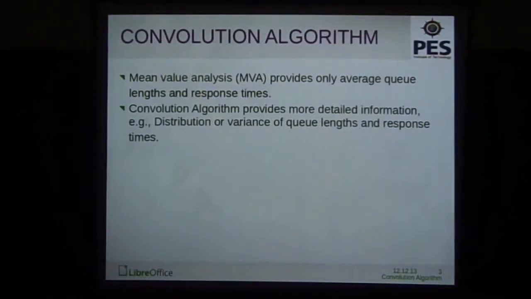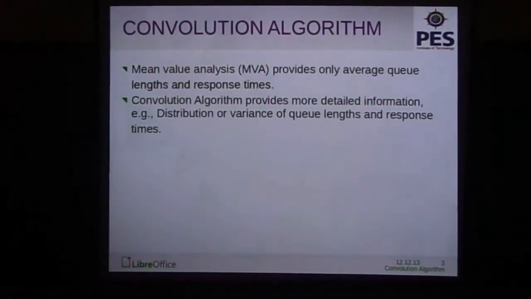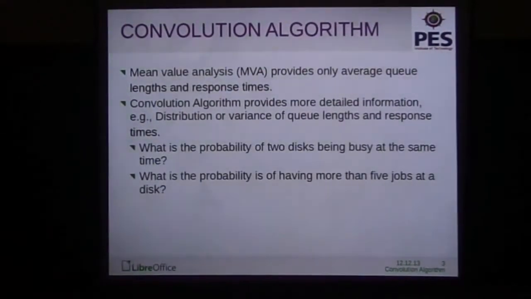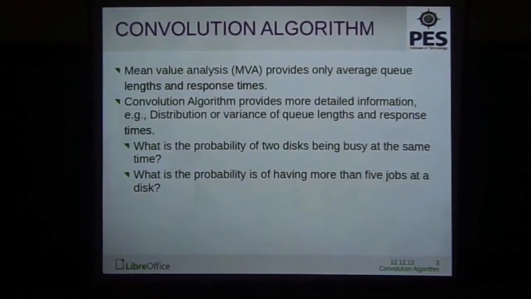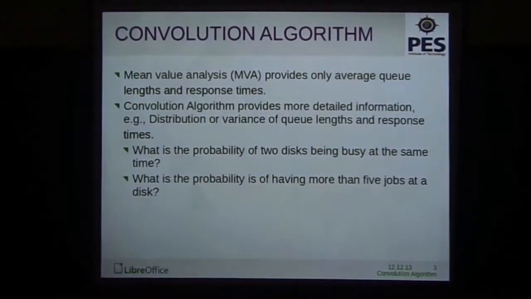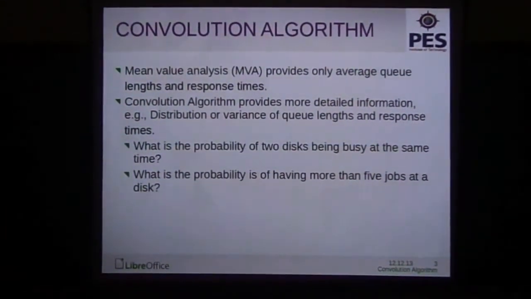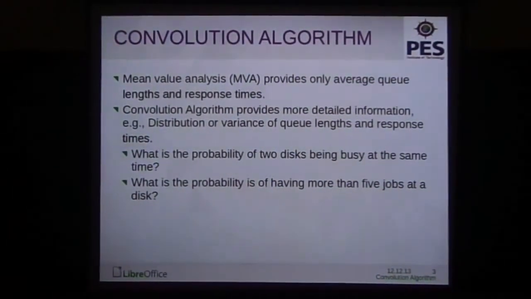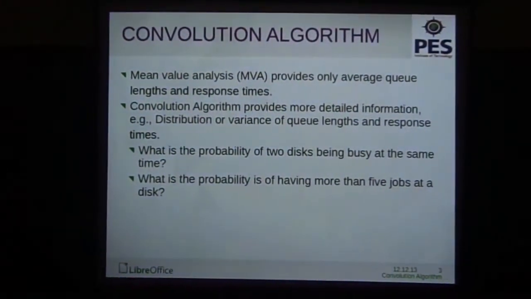For example, in a 2-disk computer system, one may want to know what the probability is of both disks being busy at the same time, or what the probability is of having more than 5 jobs at a disk. Such questions, which cannot be answered using MVA, can be answered using the convolution algorithm.